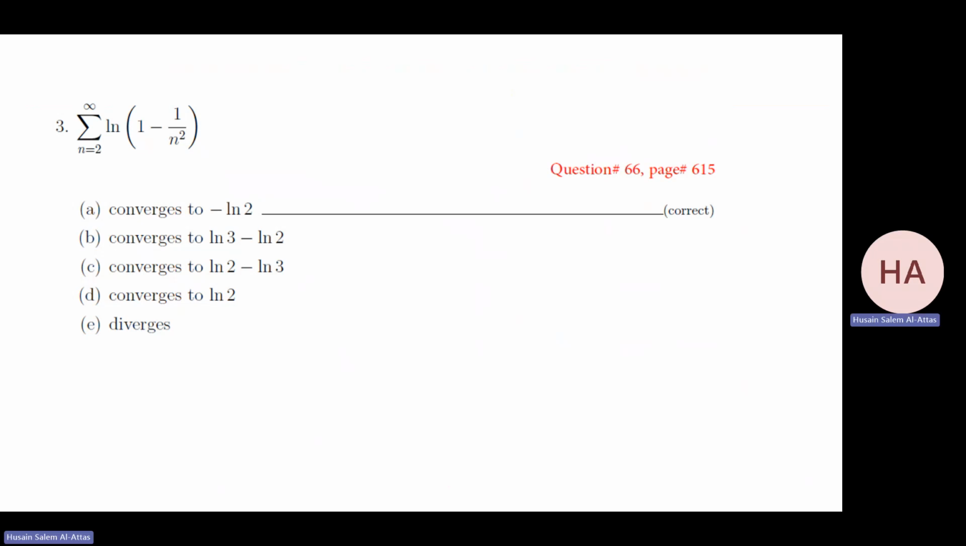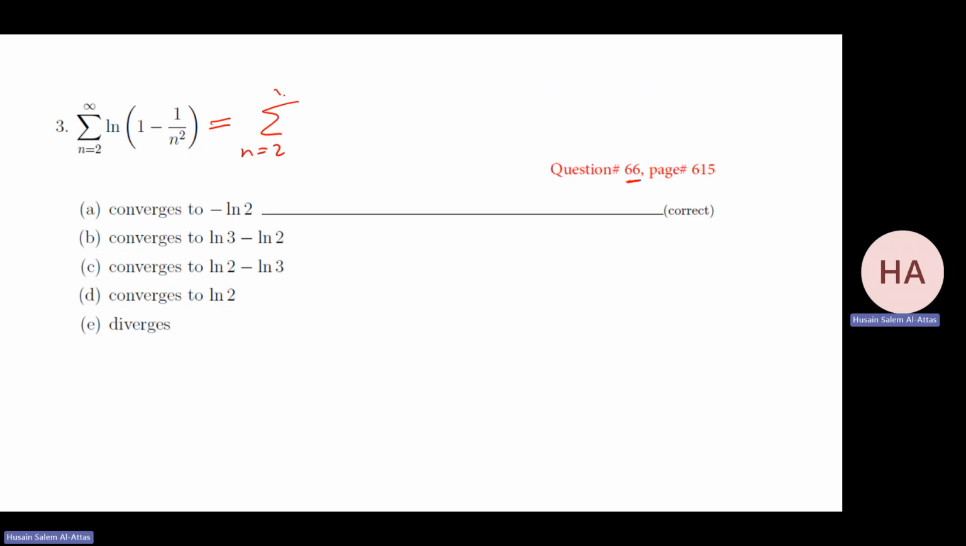Okay, this will be the last one. A little bit confusing. It's not a direct one. Let us see what will happen. By the way, this is a question from the book, in section 9.3, but we can't do it as telescoping.